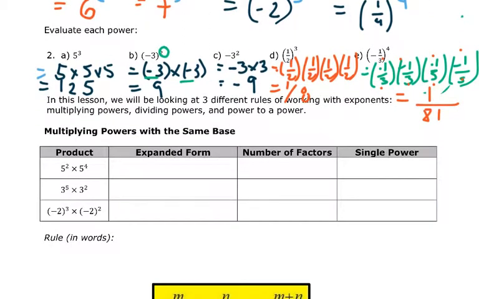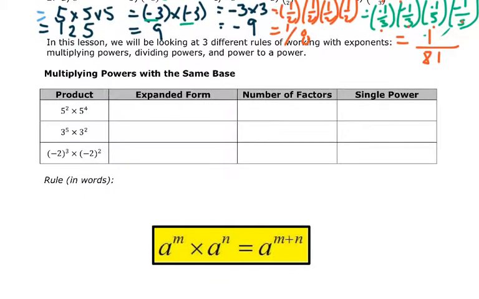We're going to look at rule number 1 of 3 that we're going to learn of simplifying exponents. So the first one here is multiplying. What happens when we multiply powers with the same base? So let's take a look at this first one. We've got to multiply 5 to the power of 2 times 5 to the power of 4.